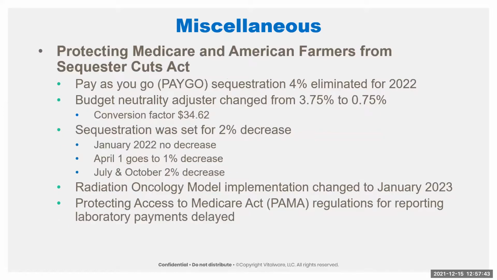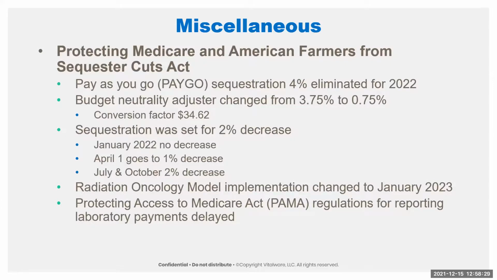All right, and the last slide here. Woohoo. Last Friday, the Protecting Medicare and American Farmers from Sequester Cuts Act was published. And so the pay-as-you-go sequestration of 4% was eliminated for 2022, which doesn't mean much because it's really not used. But the budget neutrality adjuster was changed from 3.75% to 0.75%. So that should make the conversion factor change from like 33.59 up to 34.62. However, CMS hasn't published anything yet.